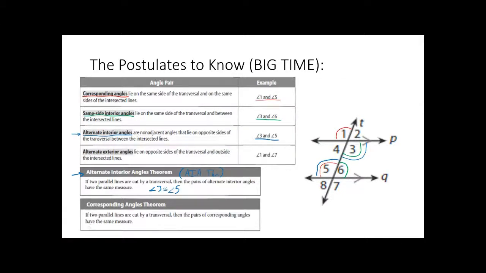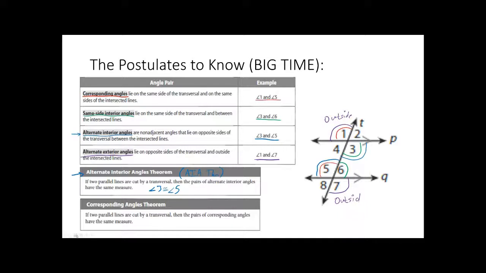All right, last up, alternate exterior angles. Those lie on the opposite sides of the transversal and outside the intersecting lines. For example, angle 1 and angle 7. Those are going to be alternate exterior. So yes, they alternate, but they're both on the exterior. They're both on the outside of this whole image here.